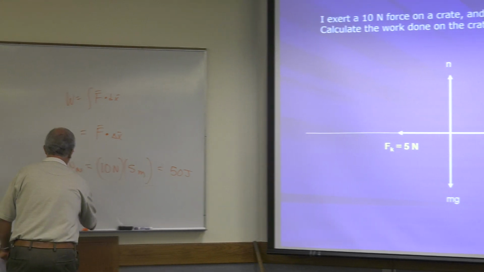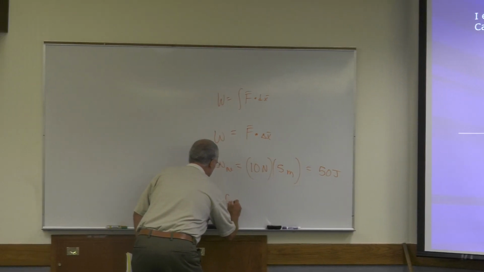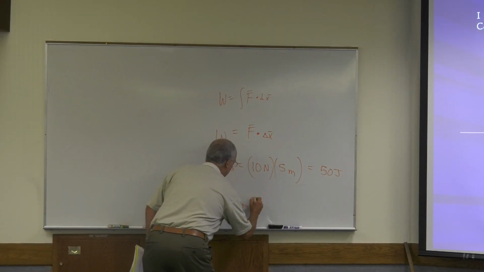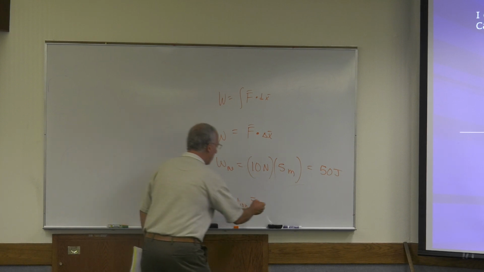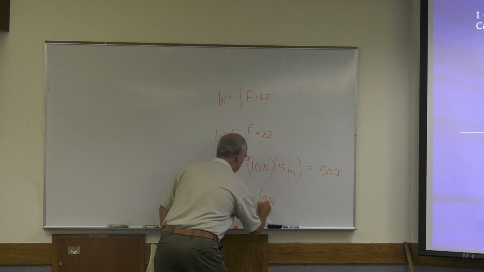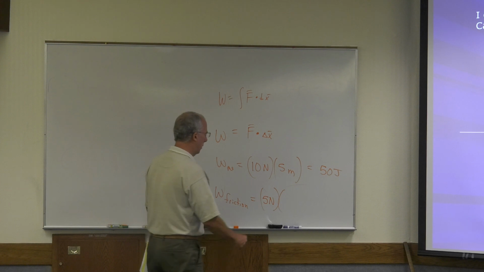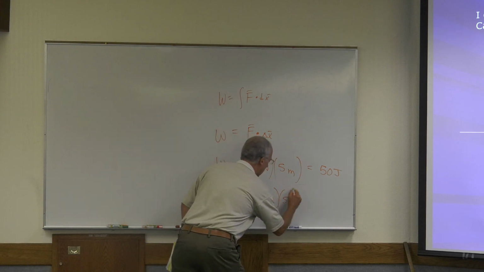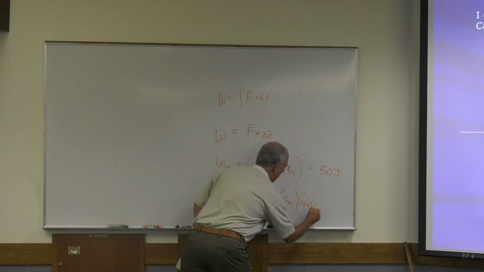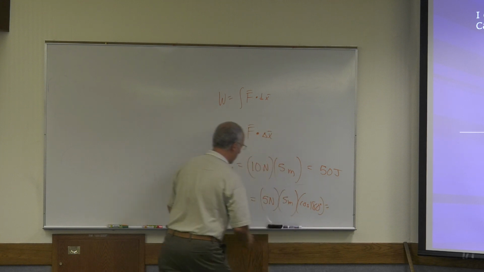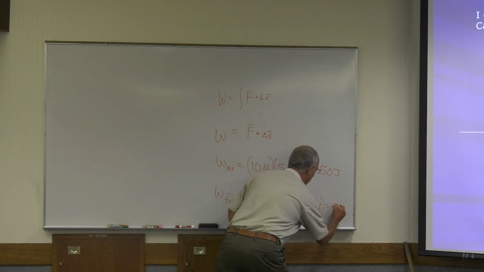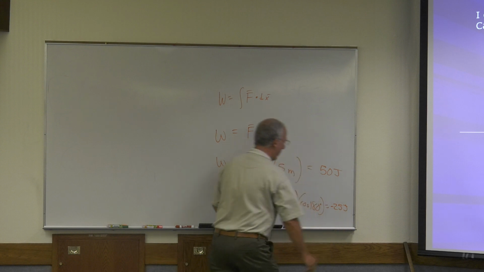So the work done by friction, okay, the magnitude of the force is 5 newtons. It goes 5 meters, but then we have cos 180, which is negative 1. So we just have negative 25 joules. Negative 25 joules.